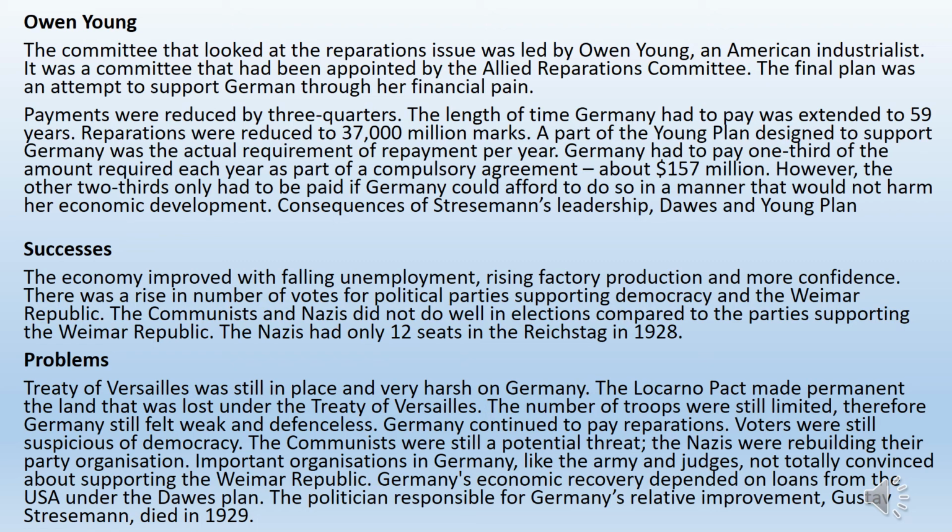Germany continued to pay reparations. Voters were still suspicious of democracy. The Communists were still a potential threat. The Nazis were rebuilding their party organization. Important organizations in Germany, like the army and judges, were not totally convinced about supporting the Weimar Republic. Germany's economic recovery depended on loans from the USA under the Dawes Plan. The politician responsible for Germany's relative improvement, Gustav Stresemann, died in 1929.